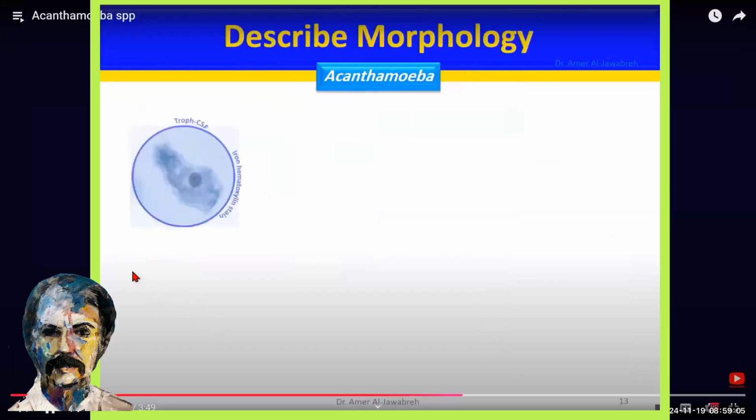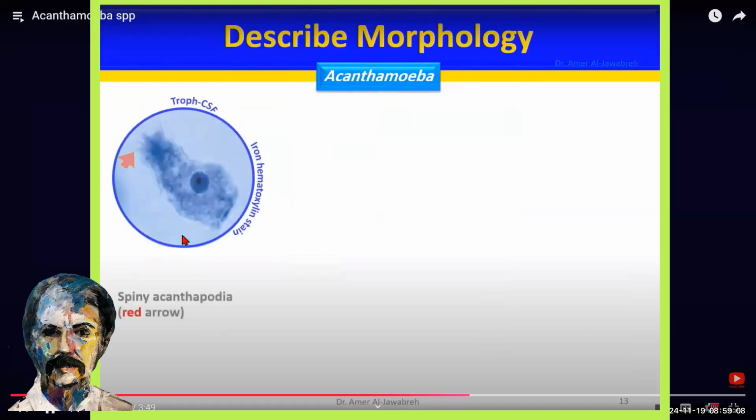You will see trophozoites and cysts. This is how it looks. This is a trophozoite from the CSF. If you see here, large nucleus, karyosome in the middle, a little bit eccentric. And at the end here, you can see the spiny Acanthamoeba. Here, the red arrow.